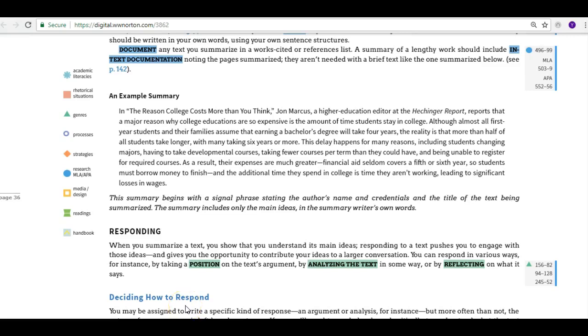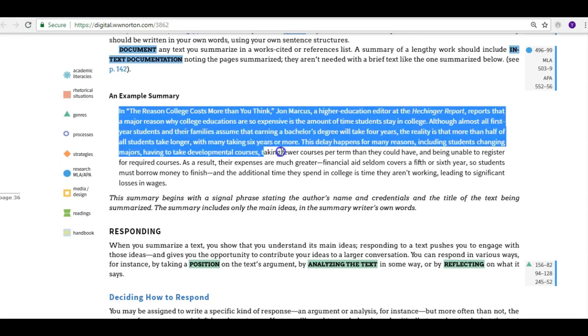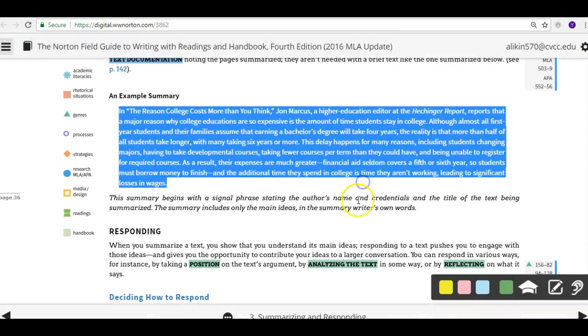Okay, so if you're watching this, you should have already read The Reason College Costs More Than You Think. And if you look in your textbook on page 36, there is an example summary. This is from chapter 3, and it summarizes the text without adding any analysis, any of those "I think" statements.